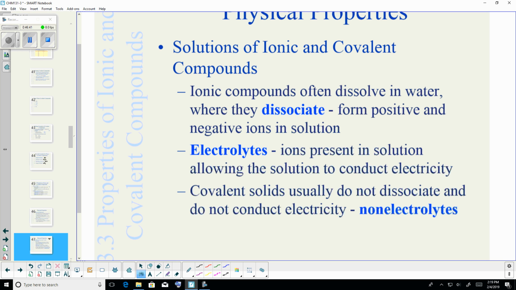So distilled water, it has to be distilled, ultra pure, will not conduct electricity. You throw sugar in the water, it still won't conduct electricity. You throw a little tablespoon of salt in there and you're fried if you get hit with electricity. It'll conduct like crazy.